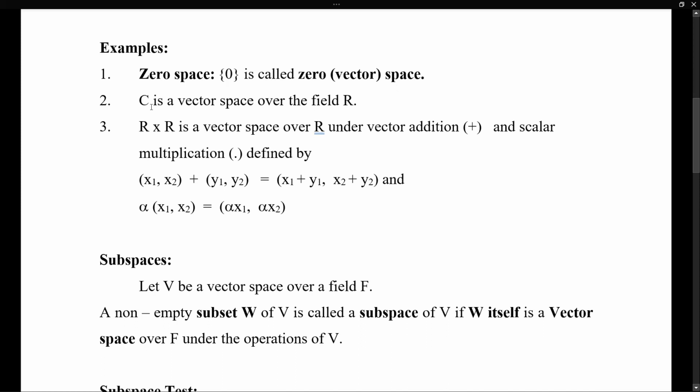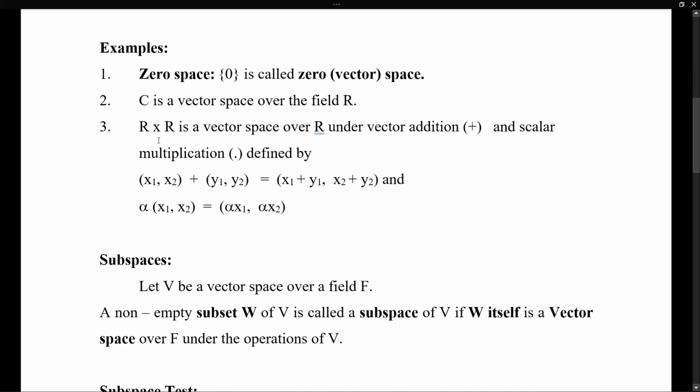Second example, C, the set of complex numbers, is a vector space over the field R, the set of real numbers. Here vector addition is addition of two complex numbers, and the scalar multiplication is alpha into z, where alpha is a real number and z is a complex number, alpha z.